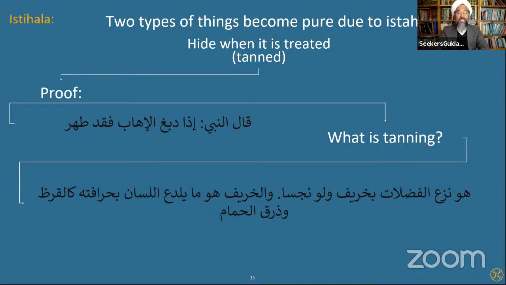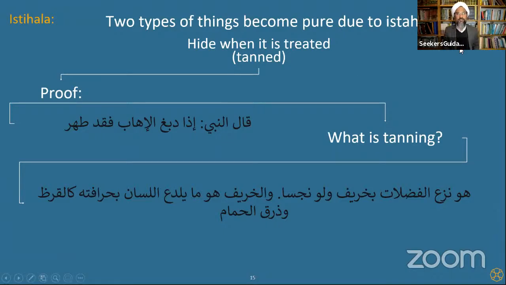We continue with our reading in terms of istihala. Two types of things become pure due to istihala, due to this metamorphosis. The one we spoke about was when wine becomes vinegar. The second is a hide when it is treated. What is meant by a hide when it's treated? In other words, when it is tanned.